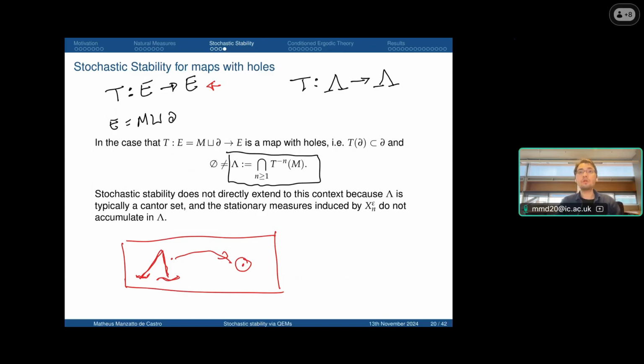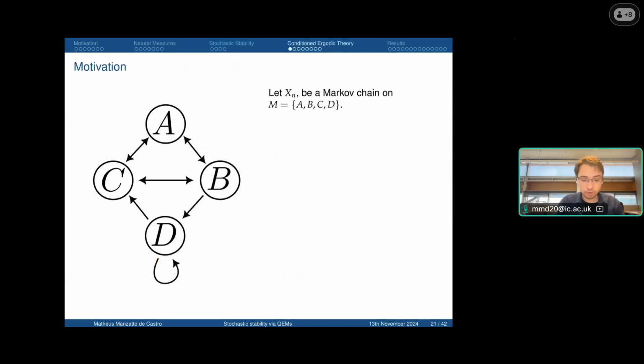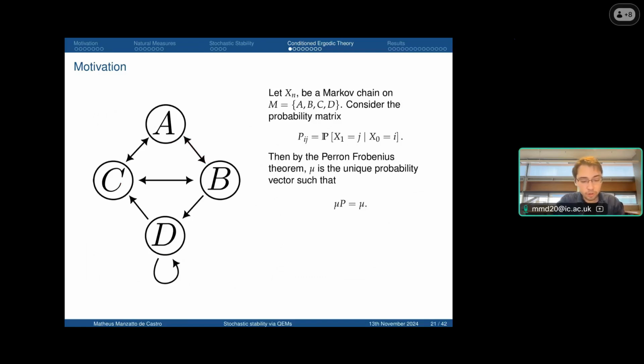However, there is a theory which may be used to do this stochastic stability, which is the theory of conditioned ergodic theory that I will be briefly describing. So let us start, once again, with a motivation. If I have this really simple Markov chain with states A, B, C, and D, behaving according to this graph, okay? Sorry, these zeros. Then if you want to understand the statistical properties of X_n on this state space M, it's extremely simple, right? You can obtain all the statistical properties via the transition kernel.